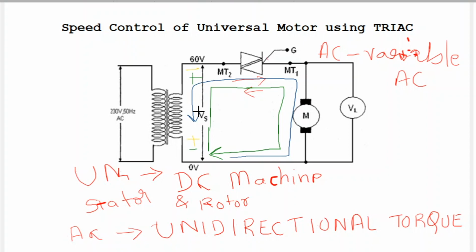So this is how we can control the speed of the universal motor. Especially we obtain a variable AC by varying the firing angle of this particular gate, or varying the duration at which we trigger the gate. So in the upcoming video, the demonstration of speed control of universal motor will be done.